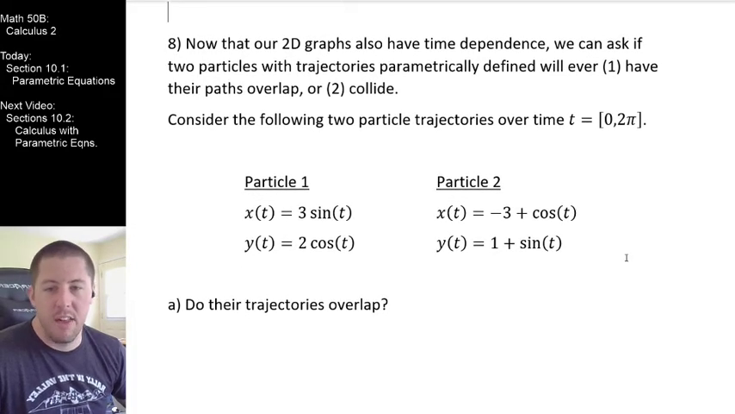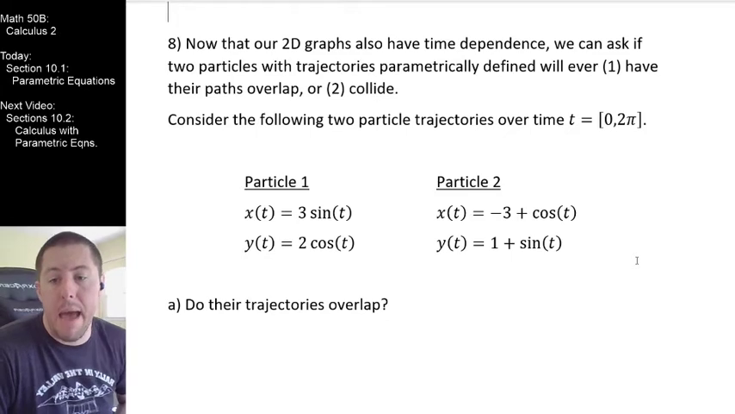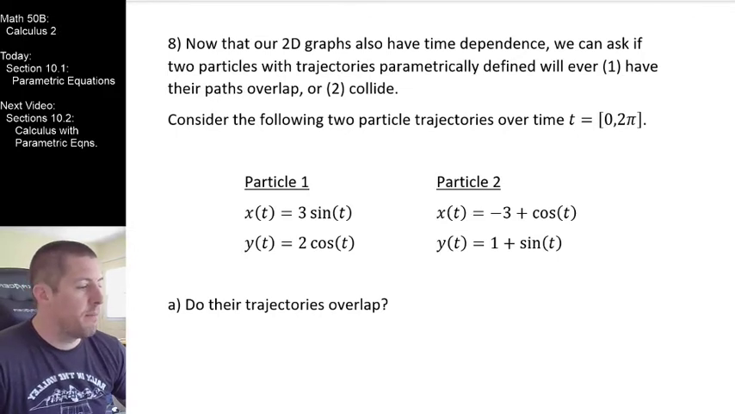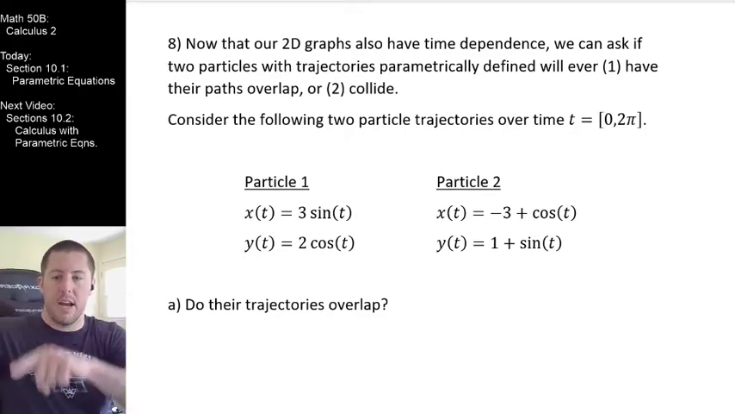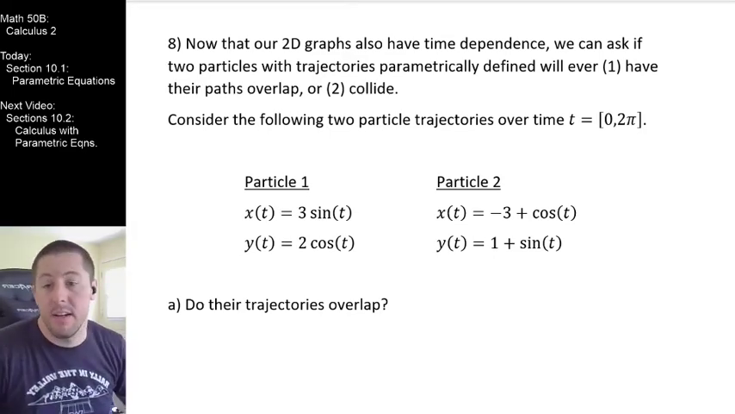So let's go ahead and look at our last problem for the day. Let's look at overlapping paths versus collisions right here. Let's consider these two particle trajectories over the time 0 to 2 pi. What we want to ask is, do these two particles ever overlap in their paths? And if they do, do they actually hit each other? Or are they just cycling around near each other but never actually touching? Or are they coming together and hitting one another?